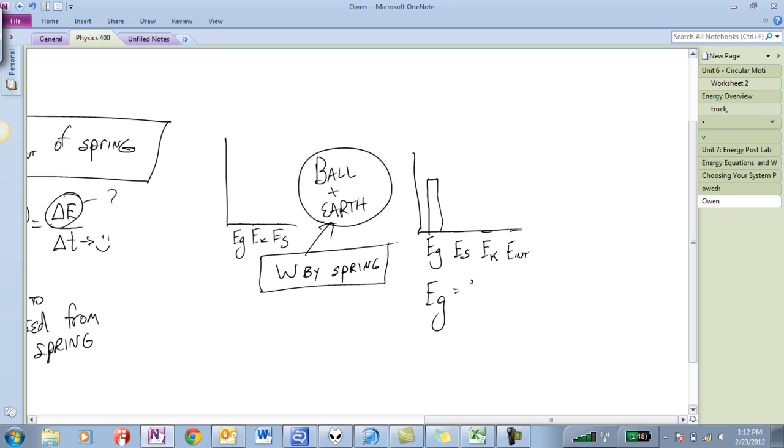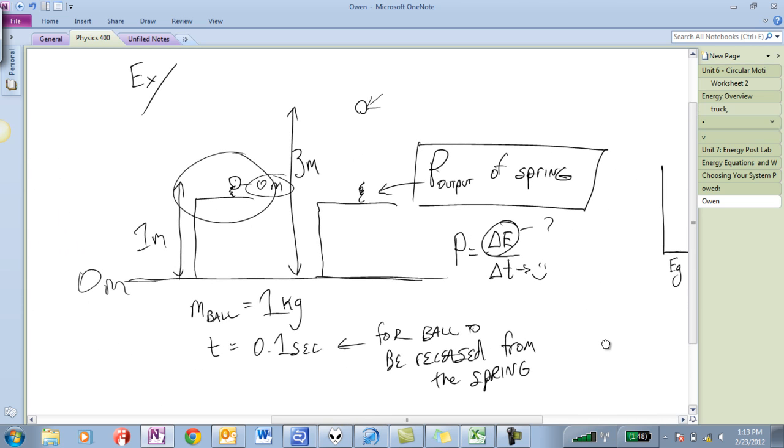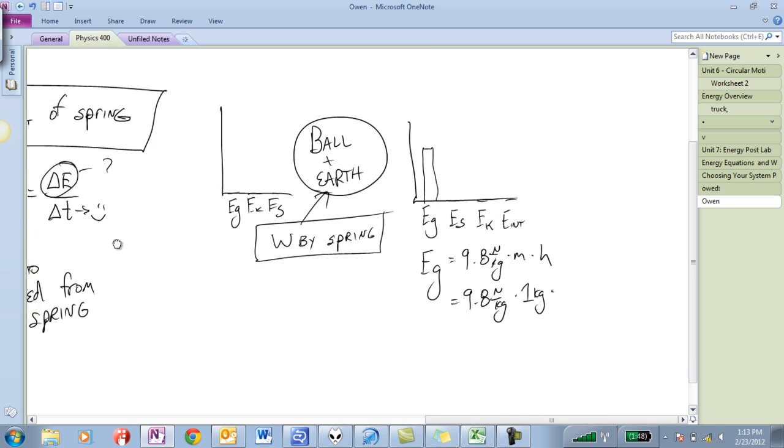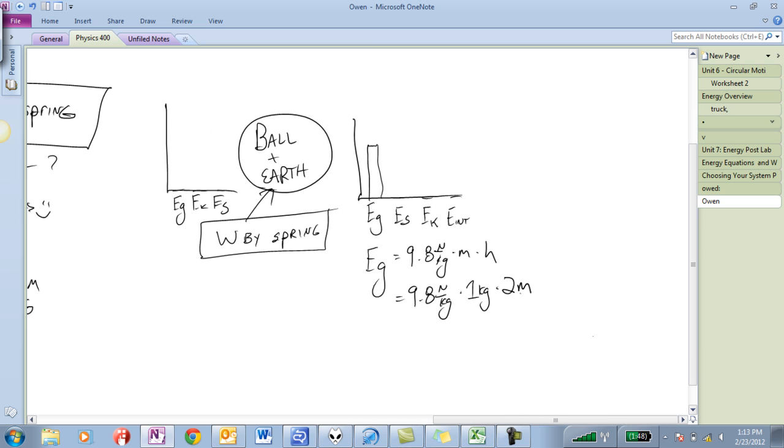EG is equal to 9.8 newtons per kilogram times our mass times our height. 9.8 newtons per kilogram. Mass of the ball, I said, was 1 kilogram, correct? And the trick to this one, what is the height of the ball from here to here? Oh man, we lost the ball. What is the height of the ball from our 0 marker? In this case, it's going to be 2 meters. So we go on over here and we can then go calculate that, put 2 meters in there.